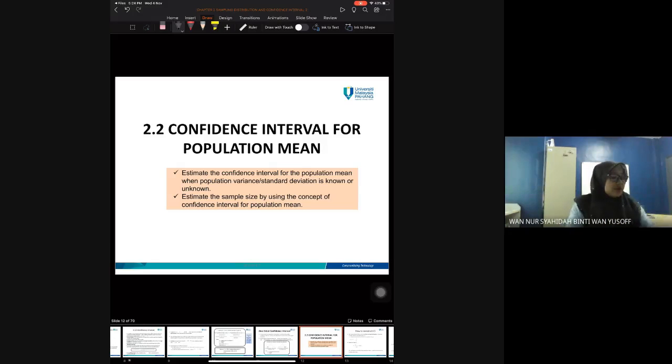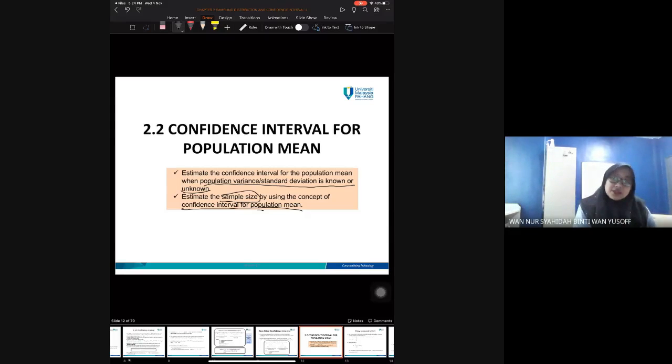Confidence interval for the population mean: estimate the confidence interval for the population mean when the population variance is known or unknown, and then estimate the sample size by using the concept of confidence interval for the population mean. So we can use this concept to estimate the sample size. Known or unknown here means that in that question you have the population variance or you have the sample variance.